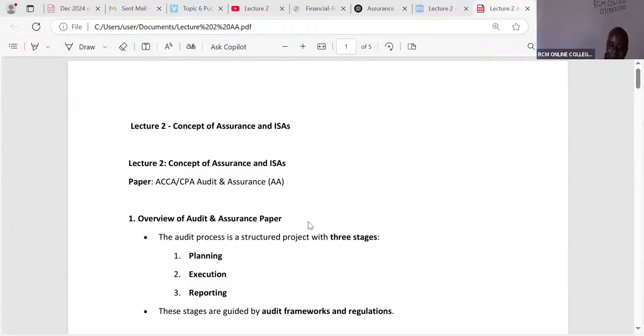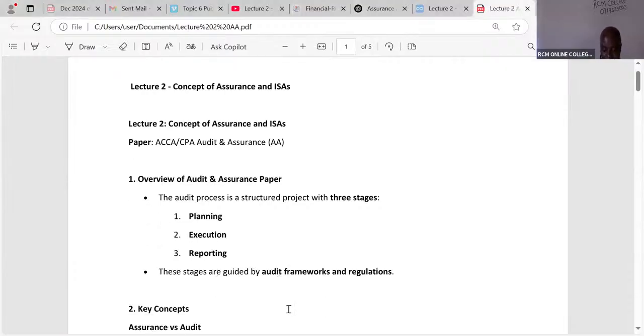But ladies and gentlemen, any audit that you are given has three basic steps. Of course, apart from those preambles, the etiquette issues in audit. So for example, when I get an audit, I should be able to talk to the outgoing auditor. I can't just take an audit engagement without talking to the outgoing auditor, etc. But the main things here are, this audit process is normally structured just like any project. There must be planning, there must be execution, and then there must be reporting. These stages are normally guided by audit frameworks and regulations that we shall be able to discuss.